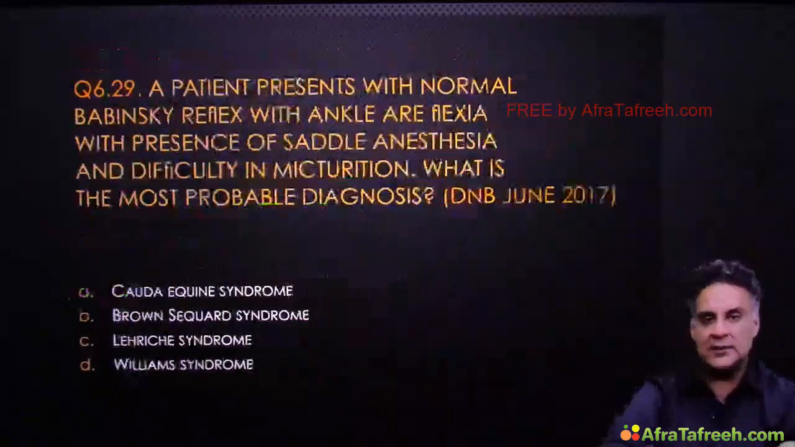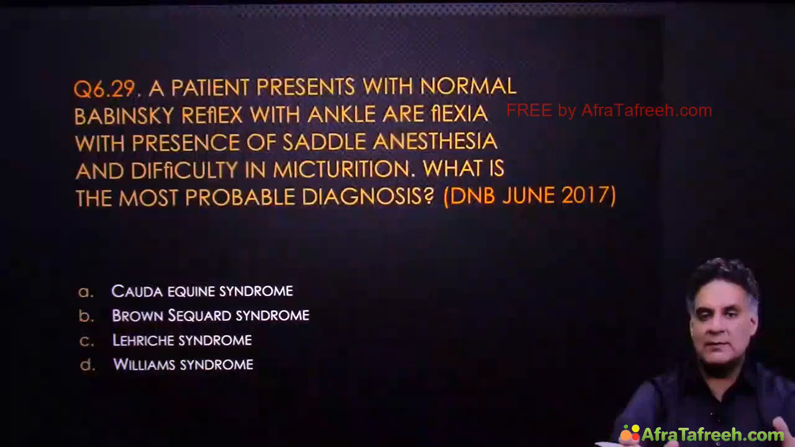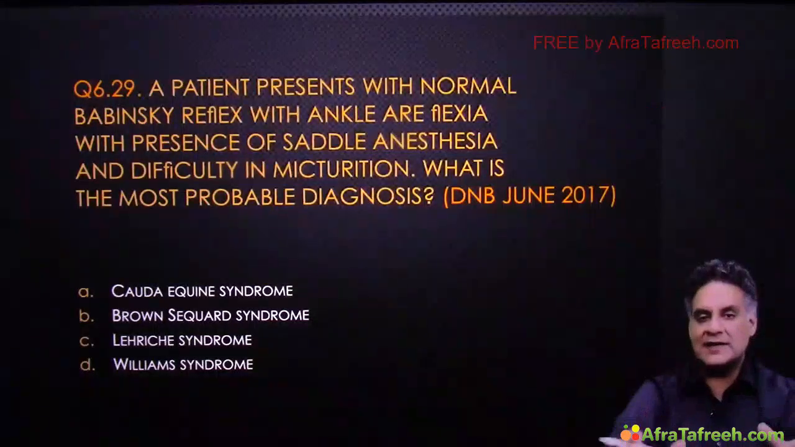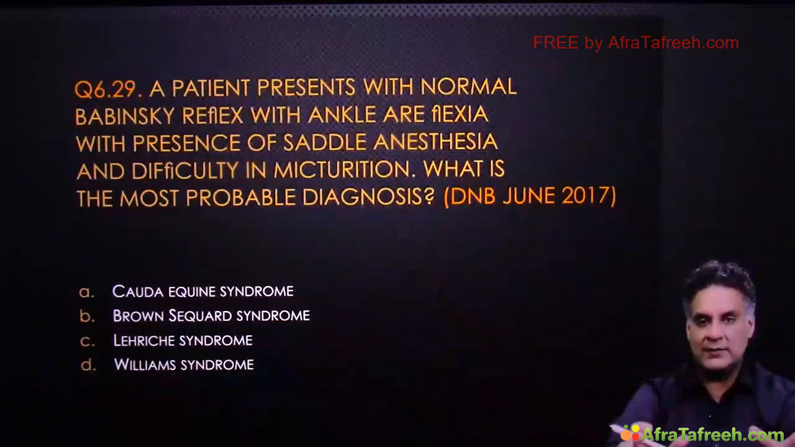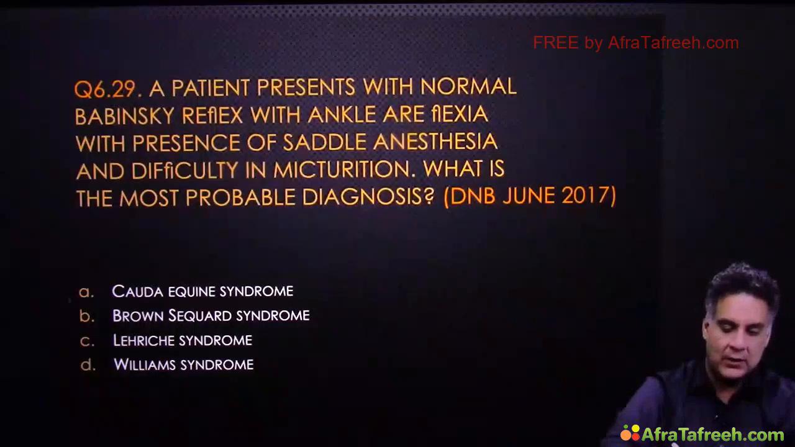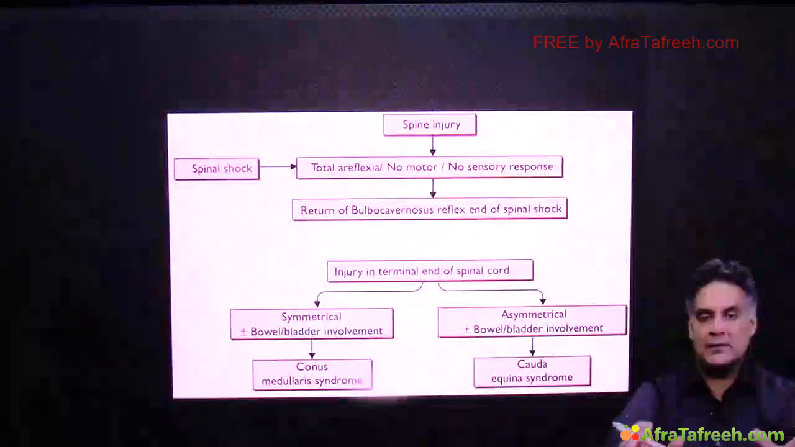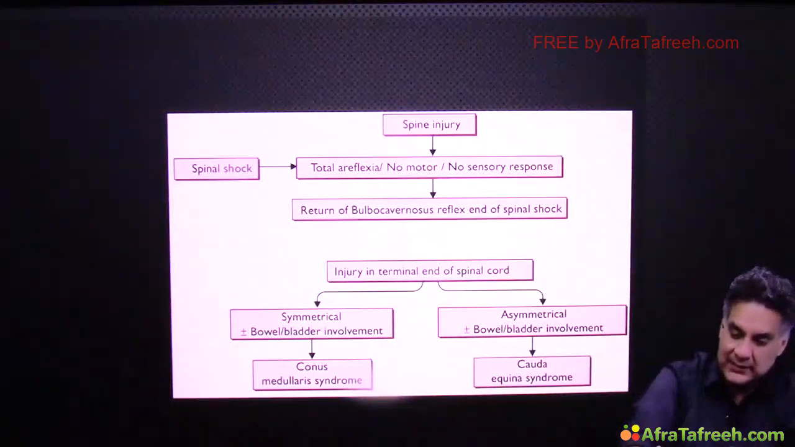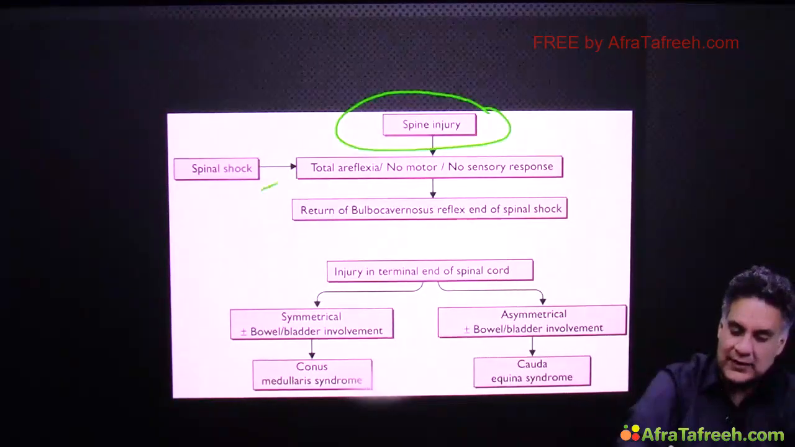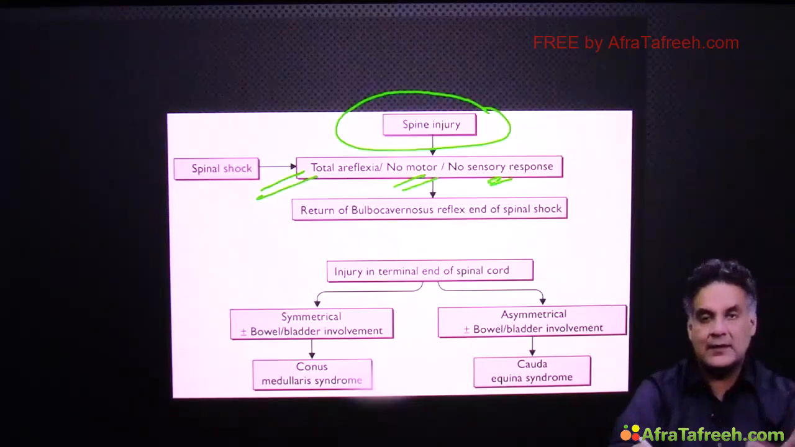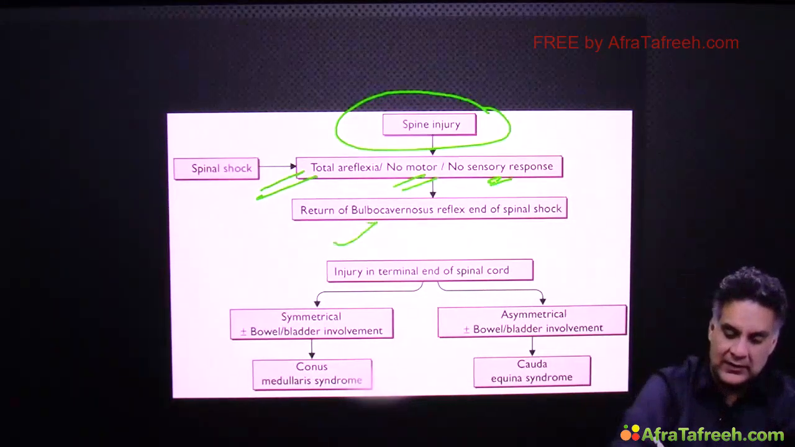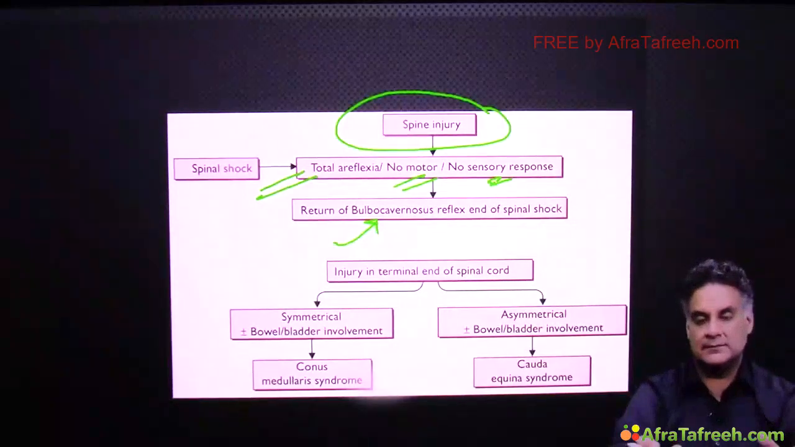Complete rotation, intertrochanteric. Patient presents with normal Babinski reflex, with ankle areflexia, with presence of saddle anesthesia and difficulty in micturition. So there is neural deficit with bowel bladder involvement. After some problem in the spine, cauda equina syndrome. Look at this flowchart. Any spinal injury, total areflexia, no motor, no sensory. This is spinal shock. The end of spinal shock occurs with the return of bulbocavernosus reflex.